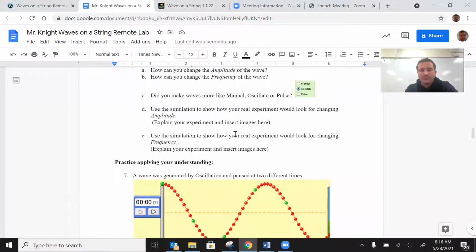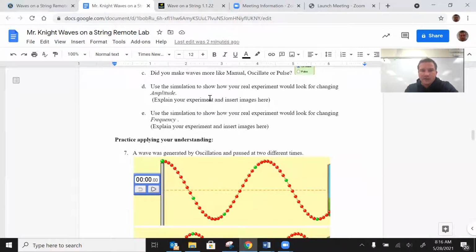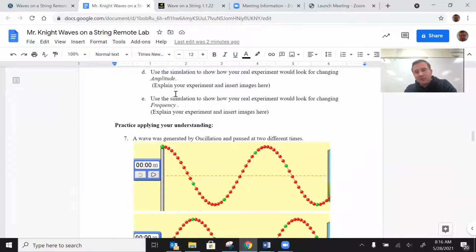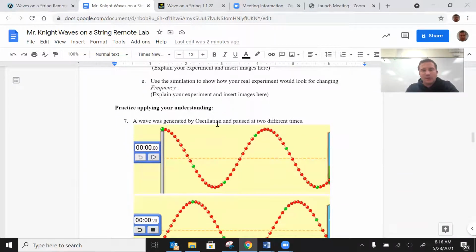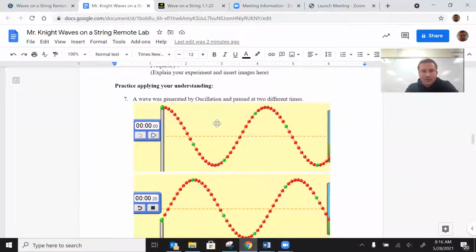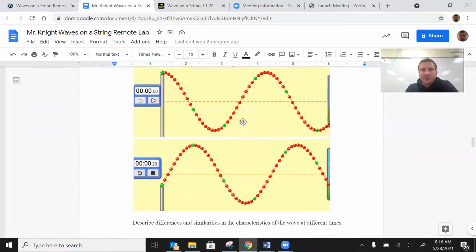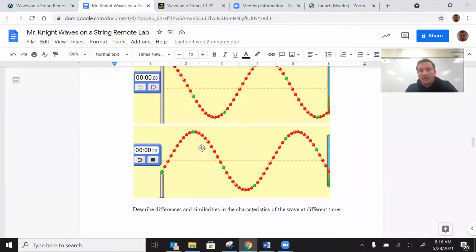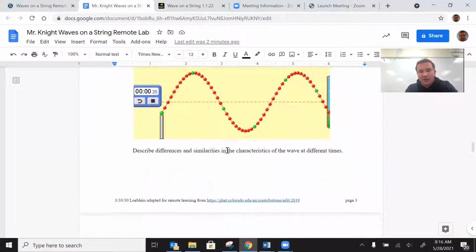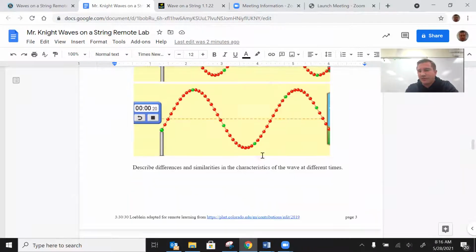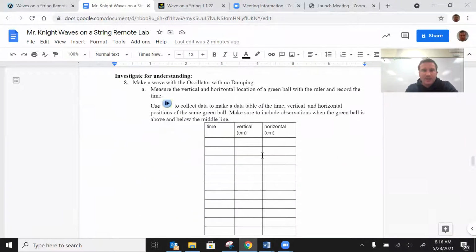Use a simulation to show you how your real experiment would look for changing amplitude. Use the simulation to show how your real experiment would look for changing frequency. So just some descriptions there. Wave generated by oscillation paused at 2 different times. You can see here at 0 second, 0.00 and 0.2. Describe the differences and similarities, right? What does it look like? How do the waves look? You guys can do that.